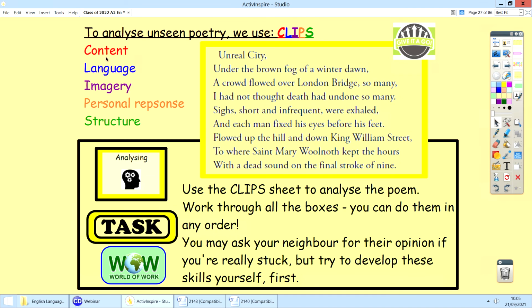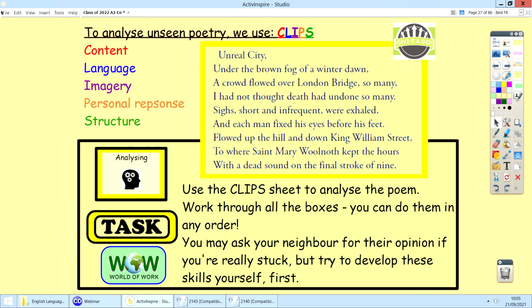Okay, so we use then clips to start to analyze unseen poetry. We use clips. So content, what is it about? When was it written? And how and why? So this is really content and context. We don't need the context bit in our exam for English Literature Paper 2, but it's good to build up that knowledge anyway and just have it in the back of our minds. So how and why might the time it's been written in have influenced the poet? This is also good for your AQA anthology poetry as well.